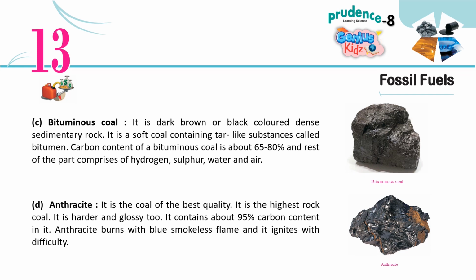C. Bituminous coal. It is dark brown or black colored dense sedimentary rock. It is a soft coal containing tar-like substances called bitumen. Carbon content of bituminous coal is about 65 to 80% and the rest comprises hydrogen, sulfur, water and air. D. Anthracite. It is the coal of the best quality. It is the highest rank coal. It is harder and glossy too. It contains about 95% carbon. Anthracite burns with a blue smokeless flame and it ignites with difficulty.